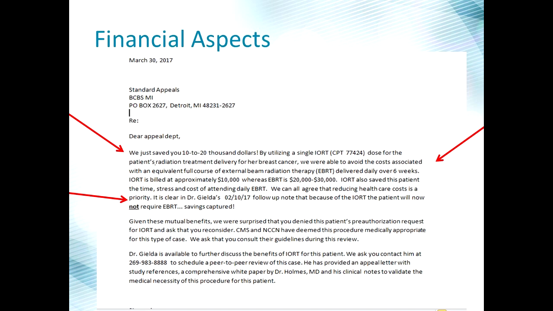He wrote a letter at our first denial to Blue Cross Blue Shield of Michigan that said something like this: congratulations, we just saved you $10,000 to $20,000 utilizing single dose IORT. It also goes on to say that not only did we save you money, but we also saved the patient time, as well as stress, as well as daily travel, and this, believe it or not, has been the basis for our success rate. We also have a similar letter drafted for those that are undergoing the boost up front, followed by the external beam radiation. So kudos to Shannon.